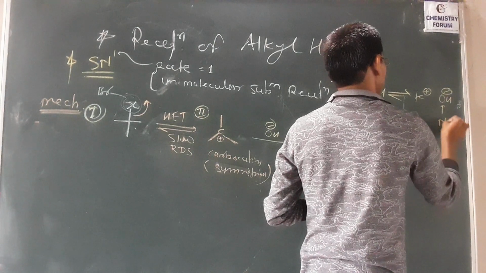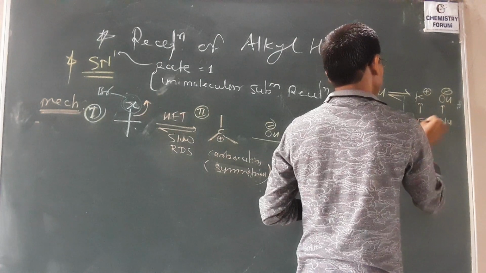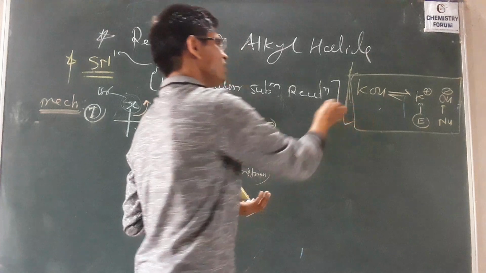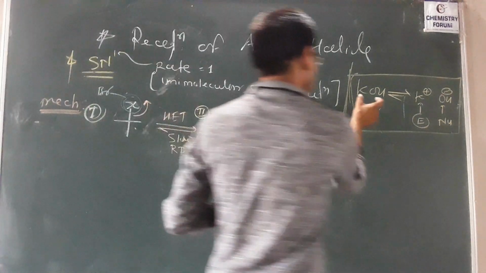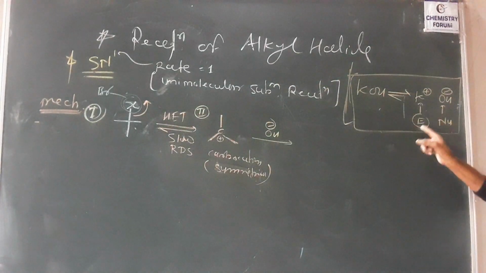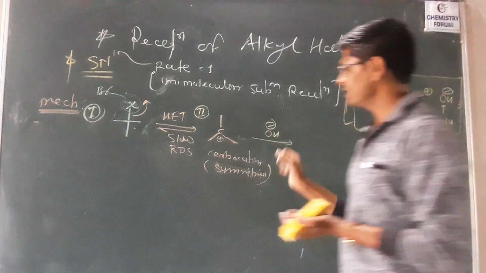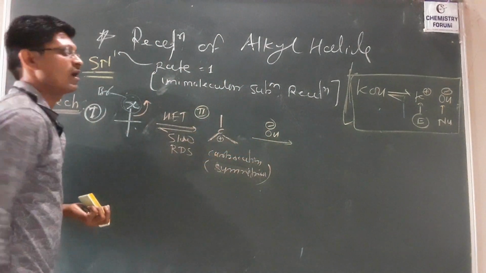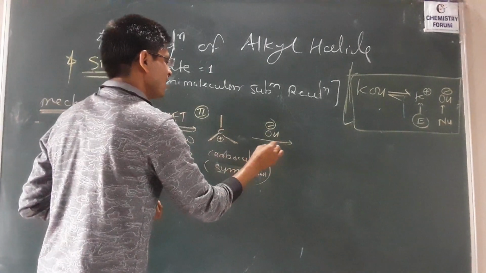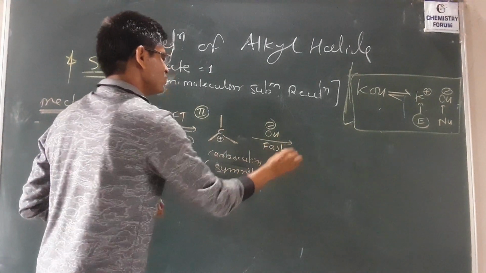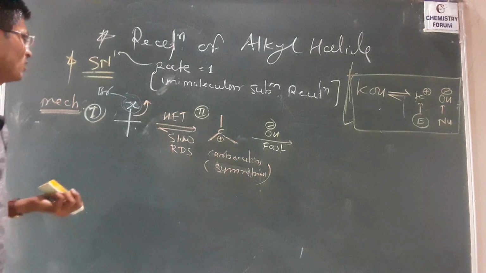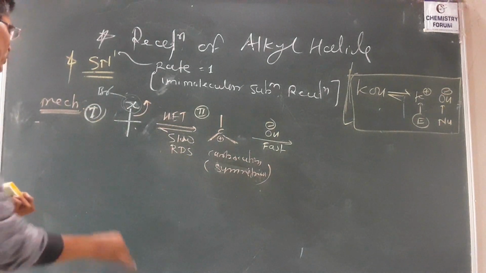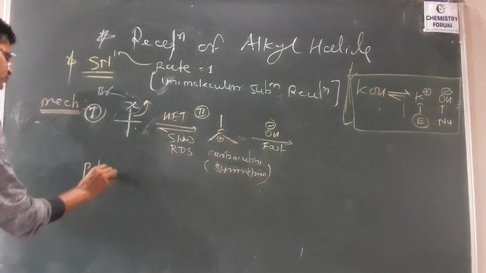This is a nucleophile, and the carbocation is the electrophile. So dissociation of the KOH forms the nucleophile. In the second step there is nucleophilic addition, which is a fast reaction. In this reaction we use a polar protic solvent.